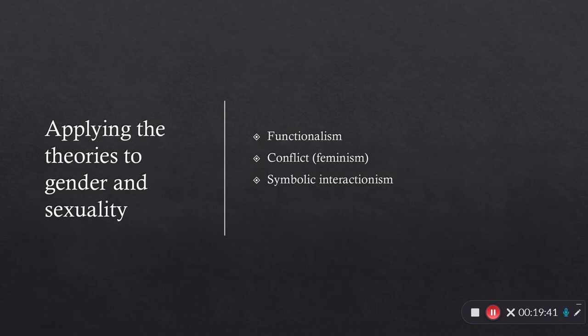So, applying the theories to gender and sexuality. When you're looking at functionalism and going to apply it, again, you're going to be asking: what's the purpose of the institution? What's the purpose of the rules? What's the purpose of gender roles, for example? How did gender roles structure our life?